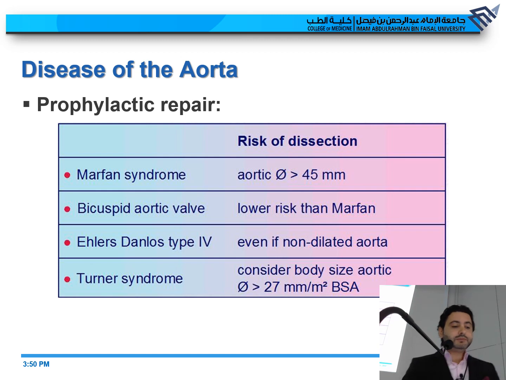So if they would like to get pregnant and avoid such complications, in case of Marfan syndrome, if the aorta is more than 45, before pregnancy, fix it. Bicuspid aortic valve, maybe 45 to 50, fix it before pregnancy. Ehlers-Danlos type 4, normal aorta, normal size, again, fix it, because the risk of having dissection during their pregnancy is very high. Turner syndrome, we index to body surface area, and again, this is the number, more than 27 per meter square. We fix it before pregnancy.